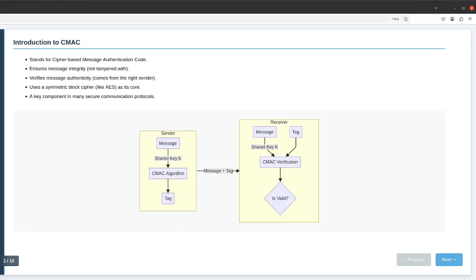Throughout this presentation, we will explore what CMAC is, why it is needed, and how it works under the hood. We will see that it uses a familiar building block, a block cipher like AES, to generate this special tag, or MAC. This process provides a high level of security and is a fundamental component in many secure communication protocols that we use every day, such as TLS and IPsec.